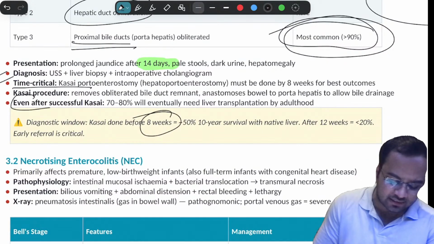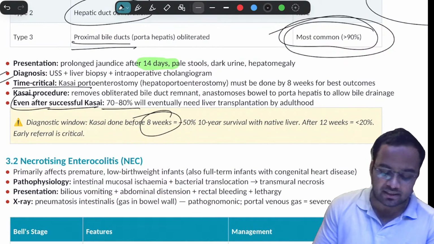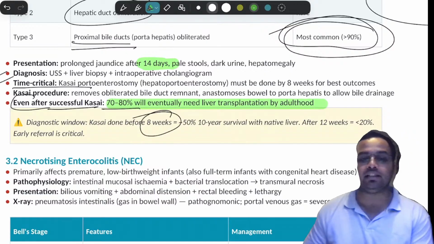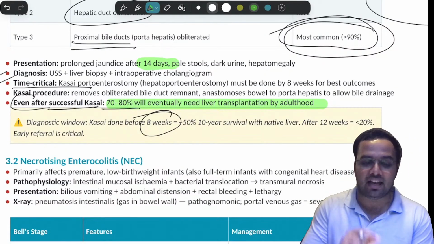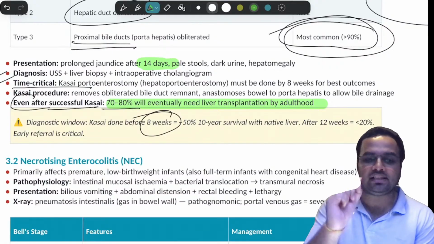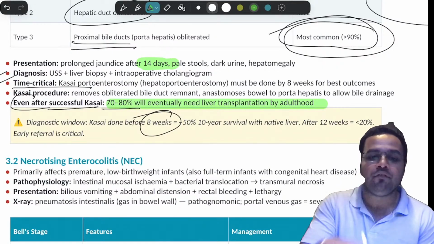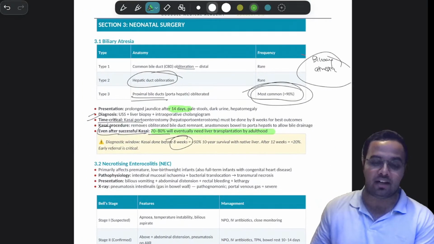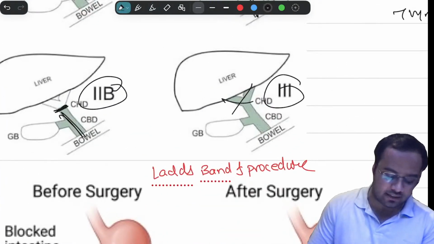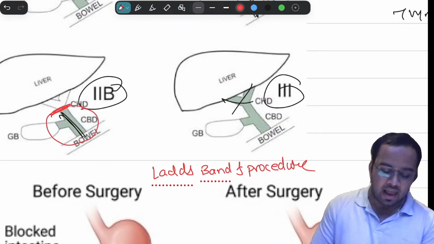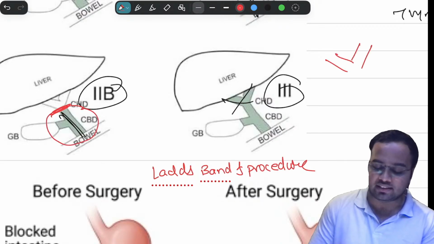Even after a successful surgery, 70 to 80% eventually are going to land up in a liver transplant in adulthood. So whenever the child goes for surgery for biliary atresia, even after a successful surgery, 70 to 80% of them will require a liver transplant in the subsequent adulthood. Now, if the duct is normal till here, I can cut all this specimen and do an anastomosis. This is the common hepatic duct. I can do an anastomosis with the bowel.